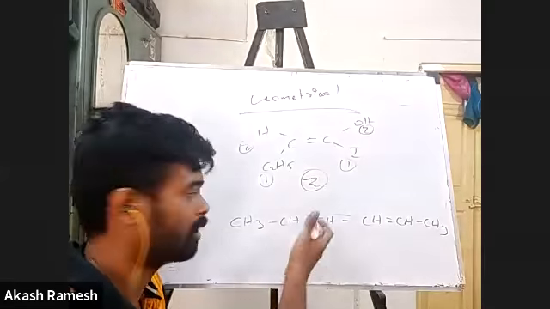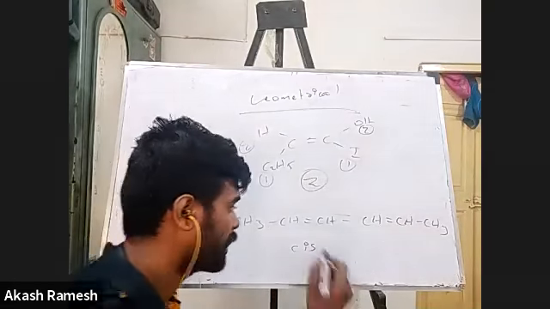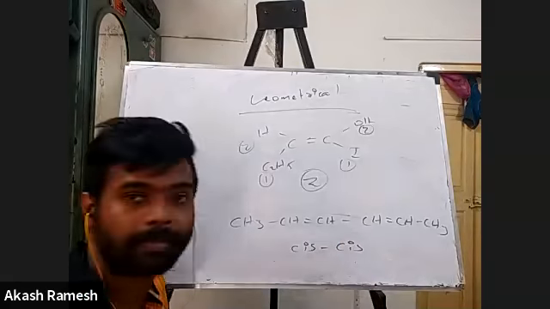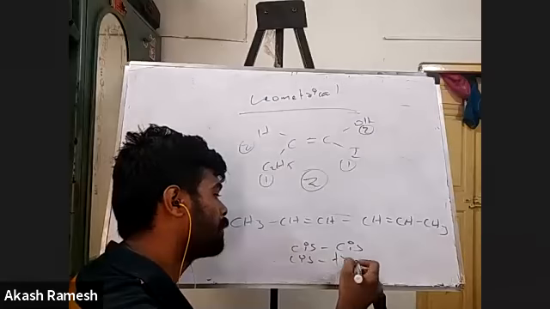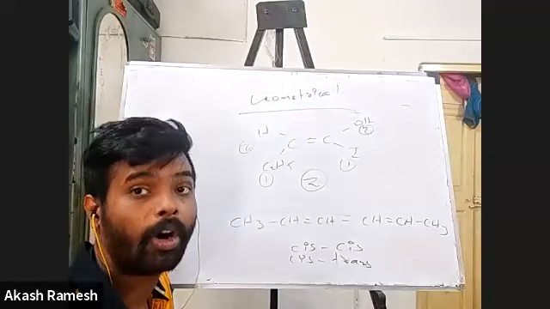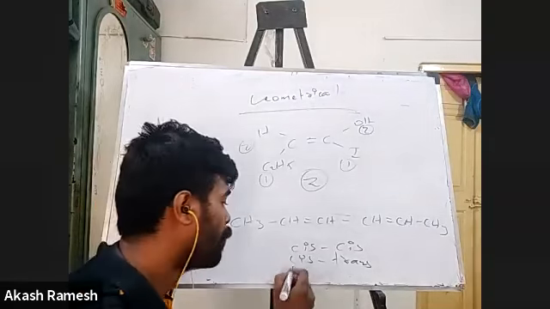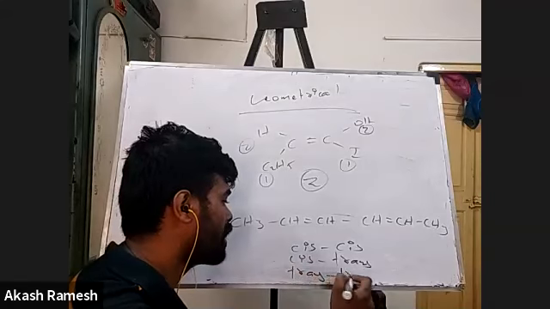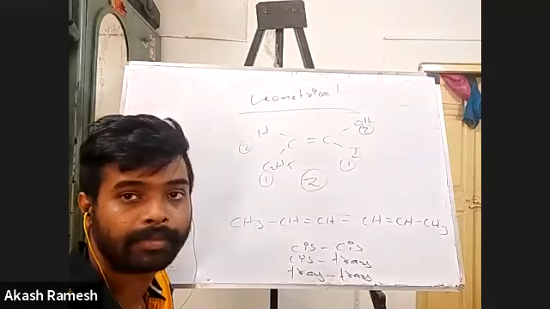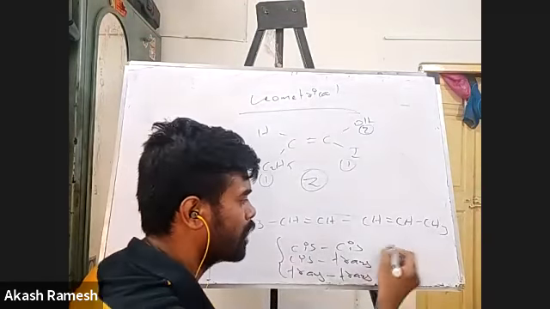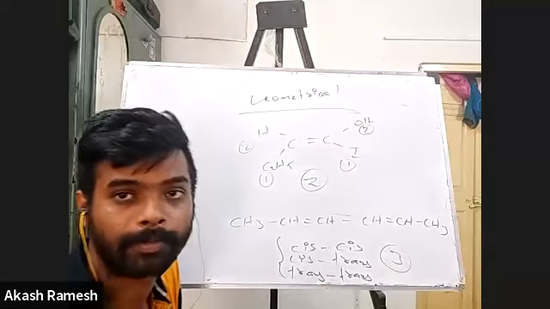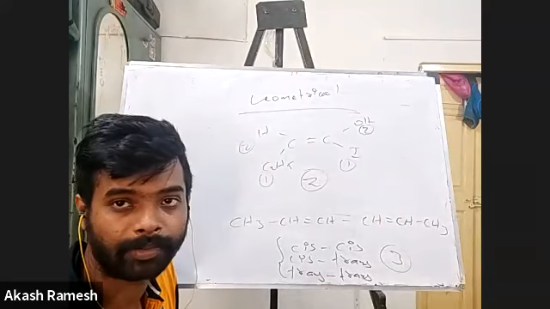Say the first double bond is cis. The second double bond can also be cis. What is the other possibility? One can be cis and the other can be trans. Or what is the third possibility? Both of them can be trans. These three are the only possibilities. So I have three isomers for this particular molecule. Everybody understood what I'm trying to say?